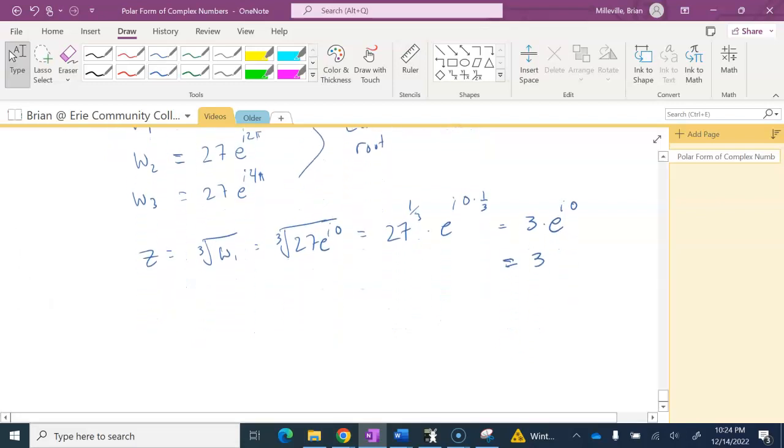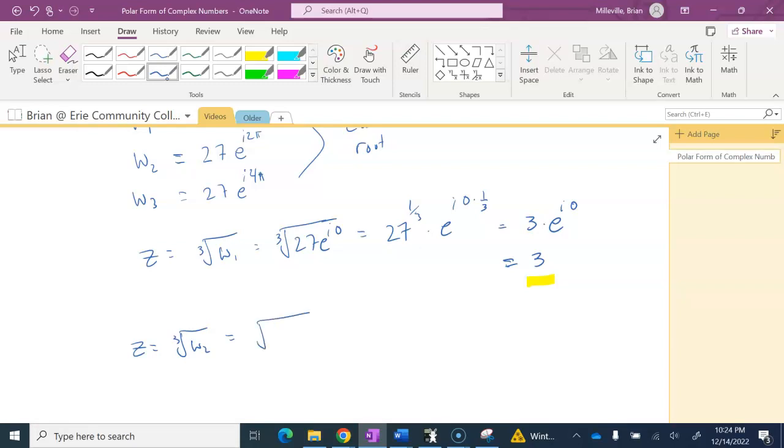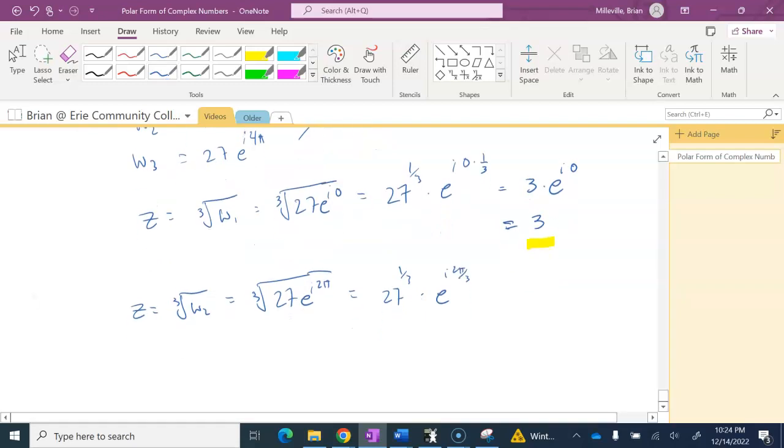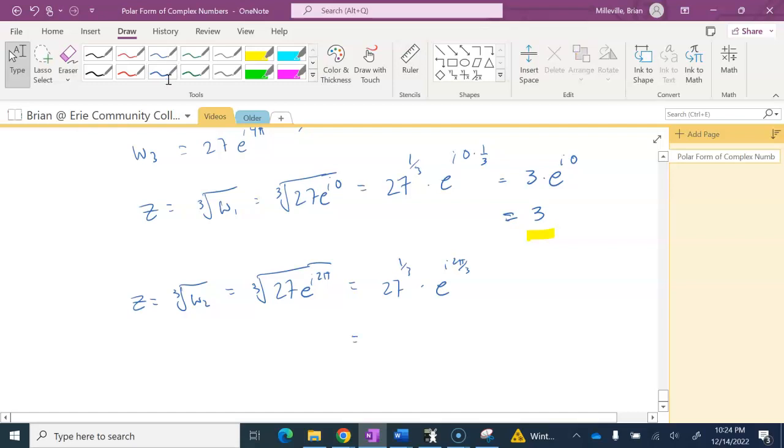Let's write the next 2 down. Next solutions, that's one of our answers right there. I'll underline that one in yellow. All right, the next one would be the cube root of W2. That's going to be the cube root of 27 e to the I 2 pi power. Again, this is the same as raising to the 1/3 power, so we're going to have 27 to the 1/3 power, and then we're going to multiply our exponents here as we've seen before, so it's going to be e to the I 2 pi over 3 power. 27 to the 1/3 power, that's the cube root, that's just 3. That's going to happen for the next one also.